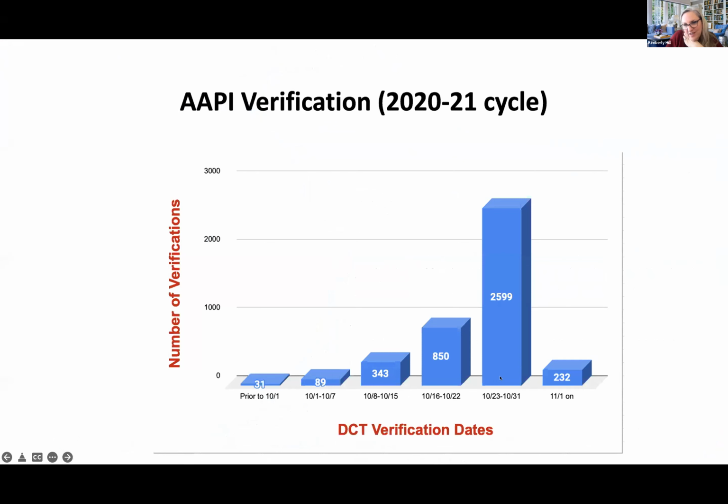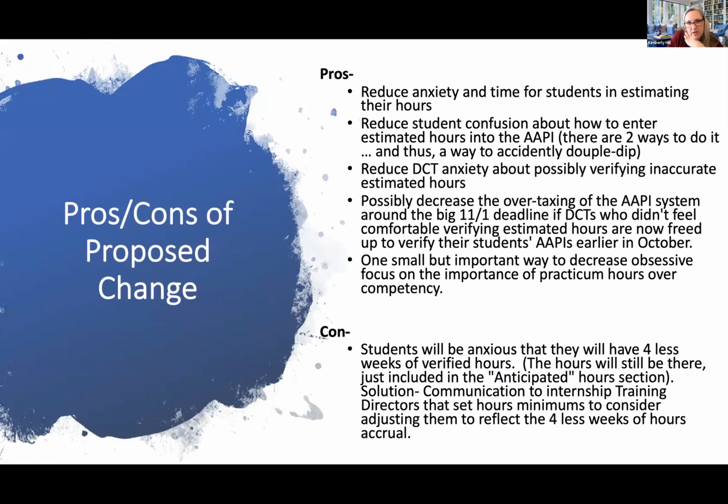So you can see that 2,600 students had their APPIs verified in that last week before that first big deadline of November 1st. And so only 31 APPIs were verified before October 1st. So the pros of this is we just remove all that anxiety and time for students estimating their hours.